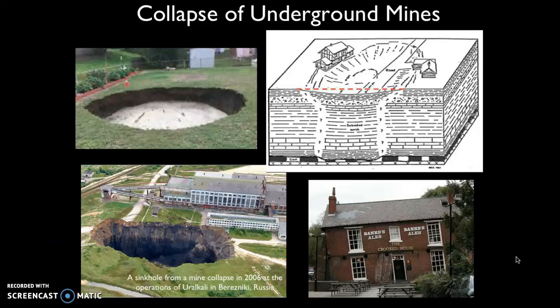Another way in which you can get soil subsidence is through the collapse of underground mines. So that's not incredibly hard to imagine. If you have an underground mine, you are basically taking sediment and all sorts of resources from the ground underneath. So the soil on top is going to be less stable because it's going to have less to lie on top of. So overall, it's going to be less stable.